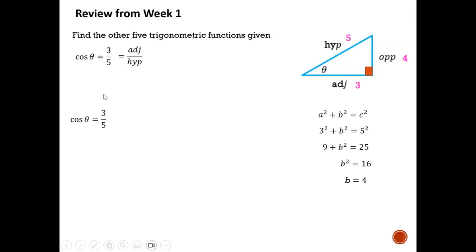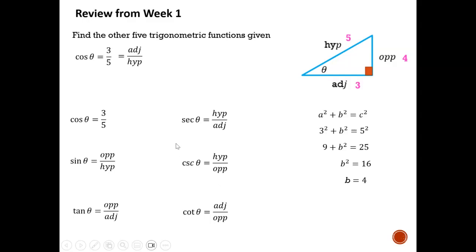The cosine of theta is 3 over 5. That was given. Now the reciprocal of the cosine is going to be the secant. Since cosine is adjacent over hypotenuse, the secant will be hypotenuse over adjacent. So all we do is flip or use the reciprocal of the cosine, which will be 5 over 3. And the sine is opposite over hypotenuse, and the cosecant, they're reciprocals of each other. The tangent is opposite over adjacent, so the cotangent will be adjacent over opposite.